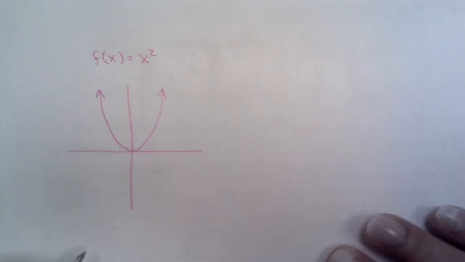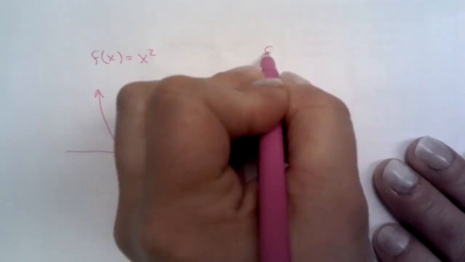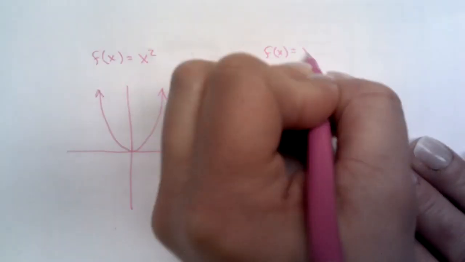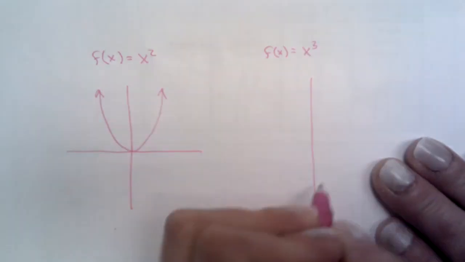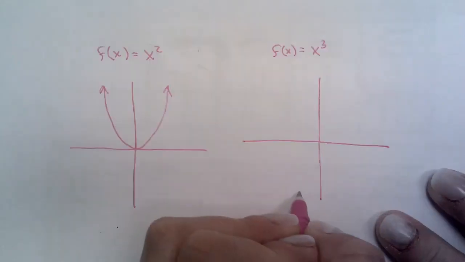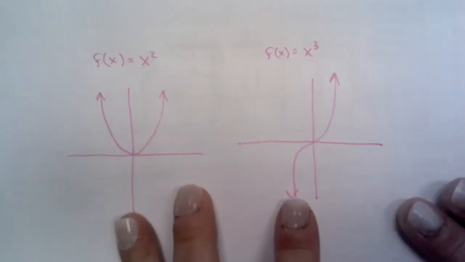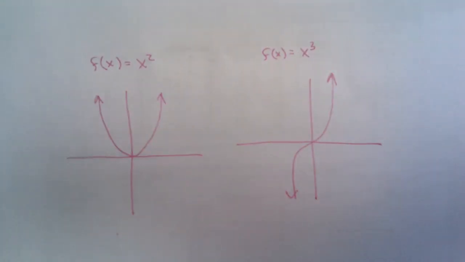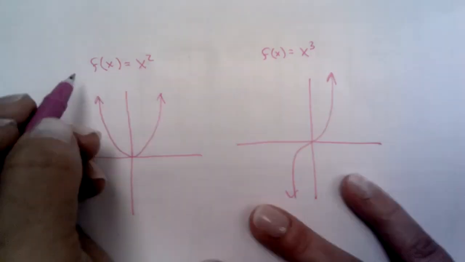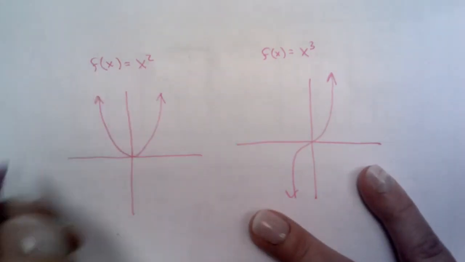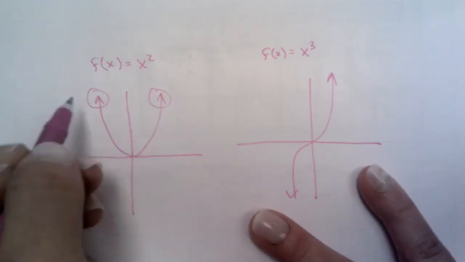It's a parabola. Our other parent function that we have studied is f of x equals x to the third. It looks like this. If you can remember these two parent functions, you will be able to do everything that we're doing today relatively easily. Okay? The important thing that I want you to notice here is what happens at the ends of these graphs.